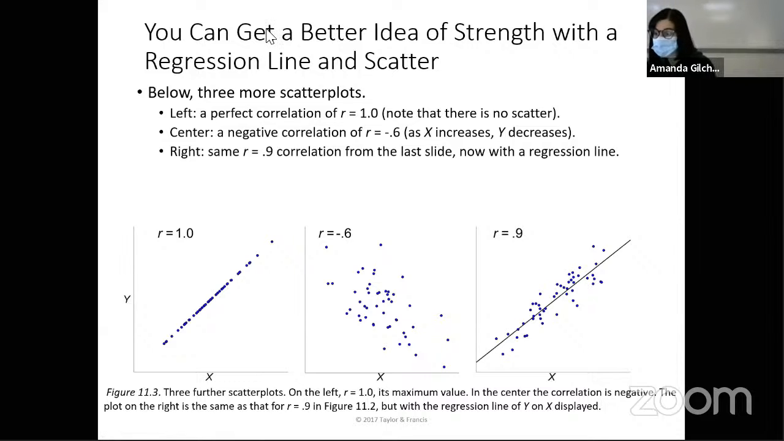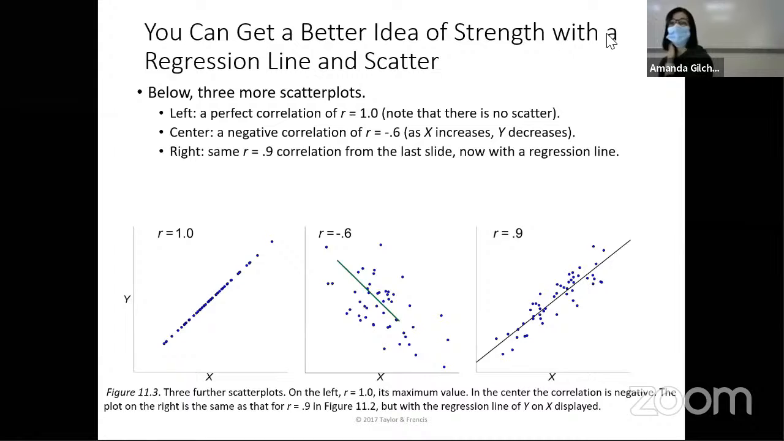So again, I'm going to go ahead and annotate. We're going to draw some lines. Let's go ahead and draw a line this time. I think I'm going to use green, my favorite color. All right, so you can kind of see the line looks like that. And then here is that 0.9 that we saw, but this has a regression line drawn through it.